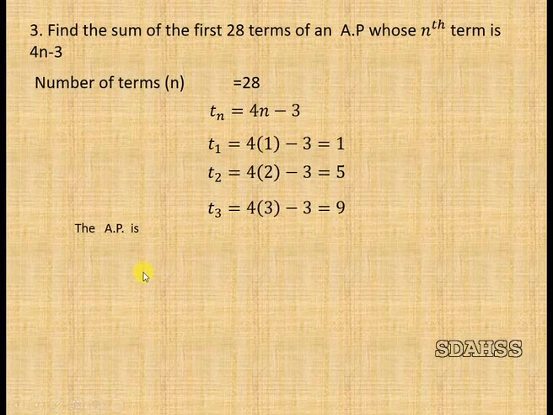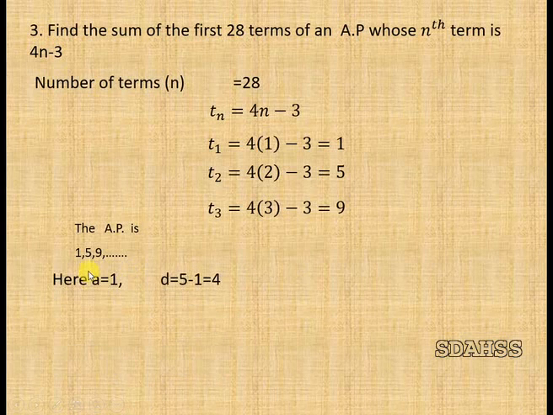So the AP is 1, 5, 9, and so on. Here a is equal to 1. A means first term. First term is 1. Then we want to find the common difference. Common difference is denoted by d. d is equal to second term minus first term. Here the second term is 5 minus the first term 1, so 5 minus 1 is 4.